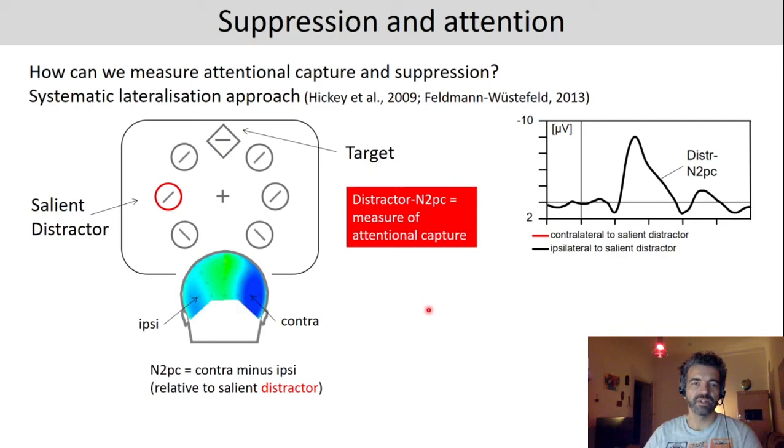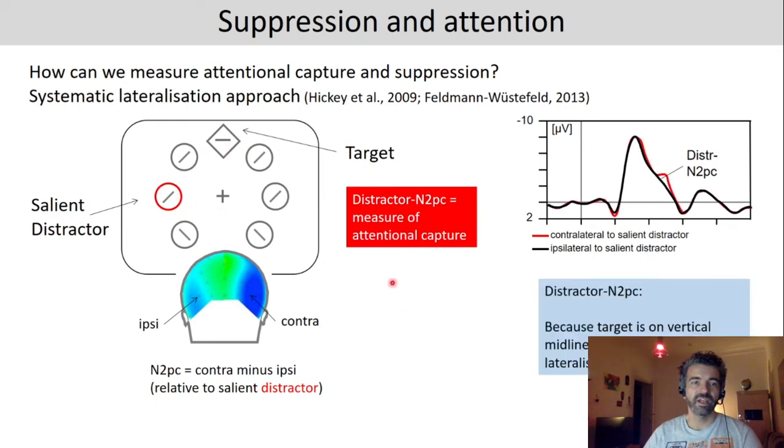And again, the same logic applies. Anything on the vertical midline should not affect the lateralized ERP. And what we find then is an N2pc contralateral to the salient distractor. So even a distractor can elicit an N2pc because it captures attention automatically. This is also in line with many attentional theories that assume that something salient can be attended even though it is not relevant to us at the moment.